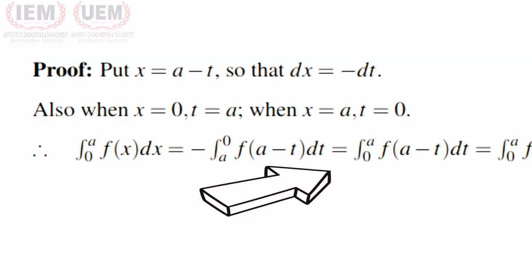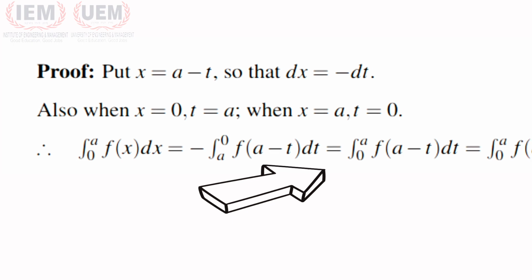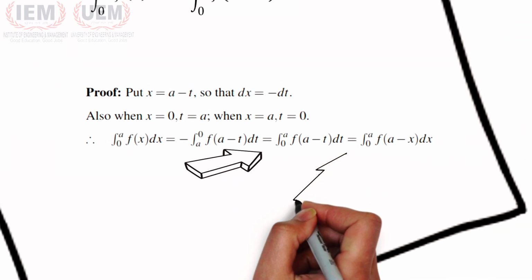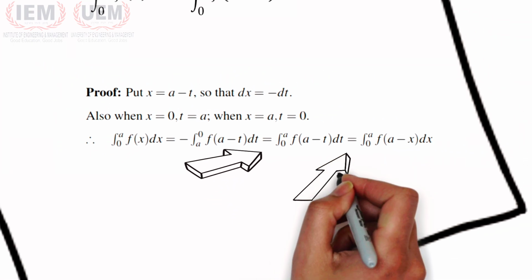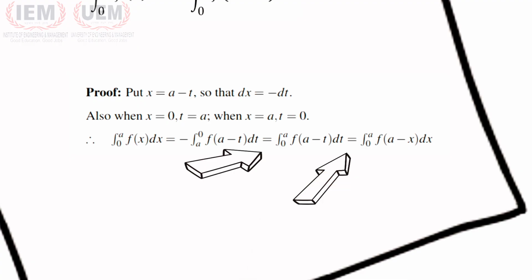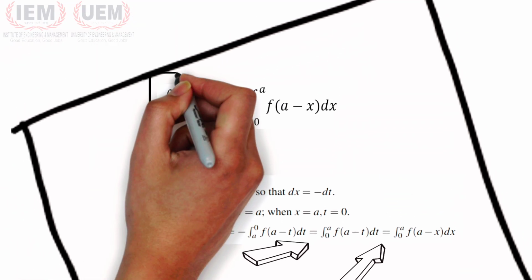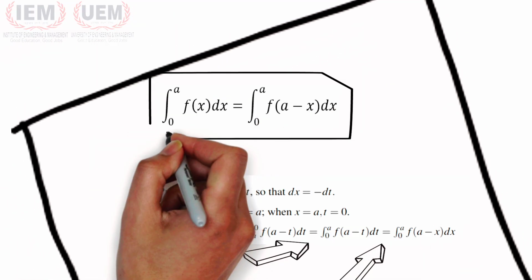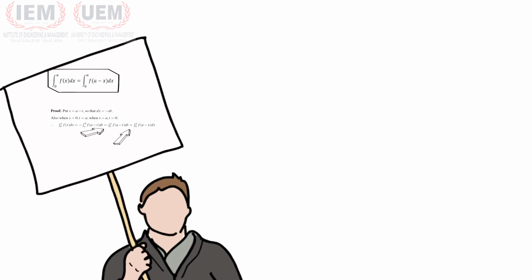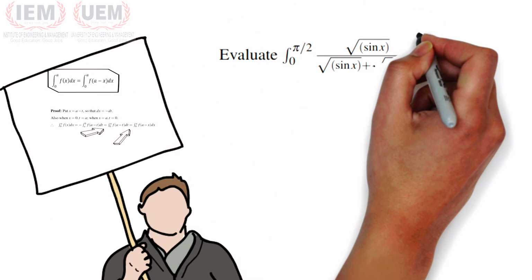As we know that the integral from 0 to a of f(x) dx equals minus the integral from a to 0 of f(x) dx, and since t is a dummy variable of integration, we can replace it with x, giving us the integral from 0 to a of f(x) dx is equal to the integral from 0 to a of f(a minus x) dx. Thus, we have proved this formula. Now, let's solve some specific problems by applying this formula.